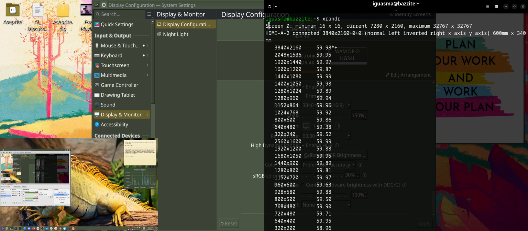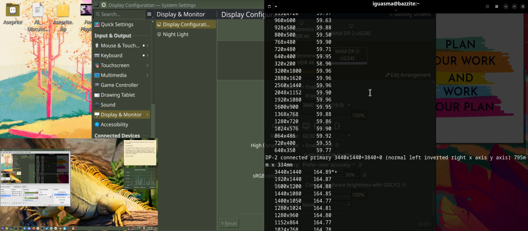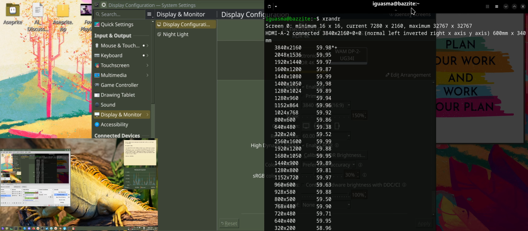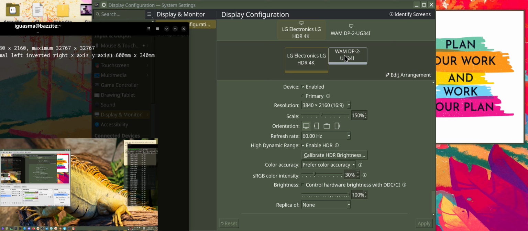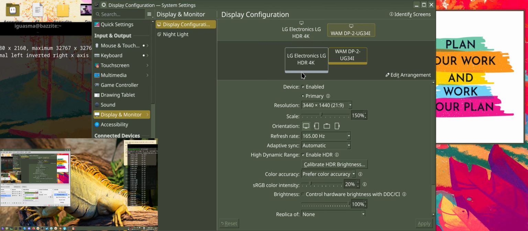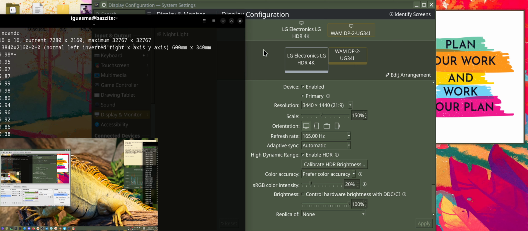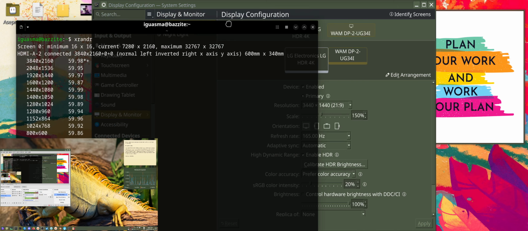So now you see here screen 0. This should be my 4K monitor. You can see this is the right resolution for the 4K monitor. Unfortunately, it's running at 7280p for some reason. But my second monitor is running at the native resolution that I want. I think it's because I put it on the right, even though it's my primary monitor. I don't know why it does this, but it's just the way it is.